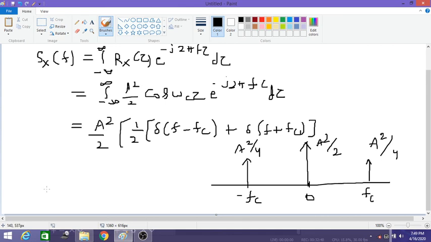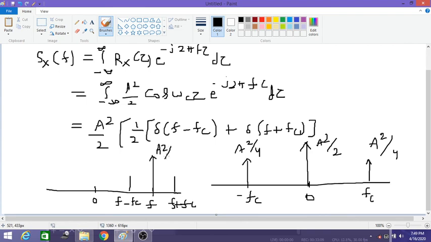It is not always necessary that it's supposed to be at 0, so f can be anything. If f is not 0, then we will get something like this. For example, if this is 0 and f is some frequency, then f plus fc we will get this term here, and f minus fc we will get some term here, and here we will get a maximum peak, that is a square by 2, and here we may get the peaks as a square by 4. Okay, so this is one example of finding the power spectral density.